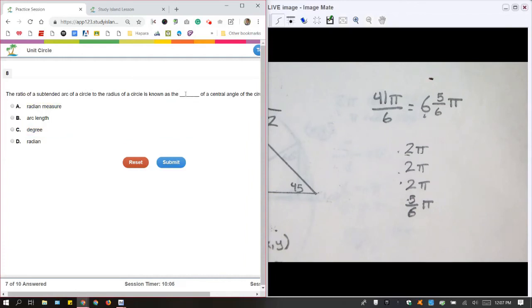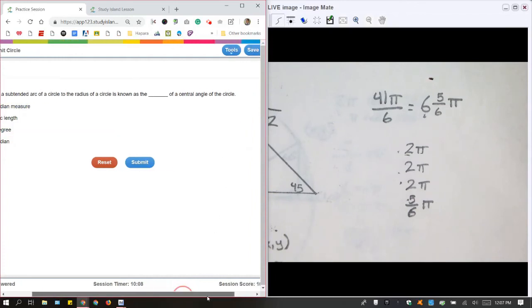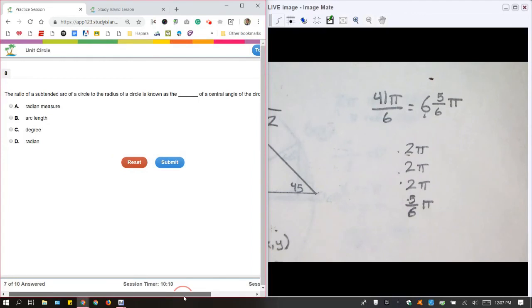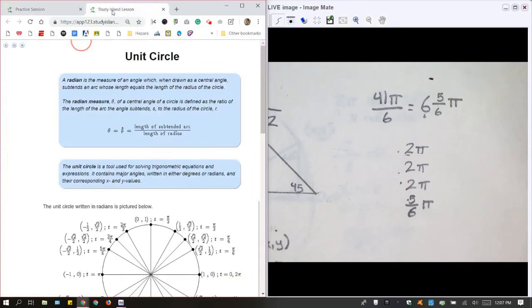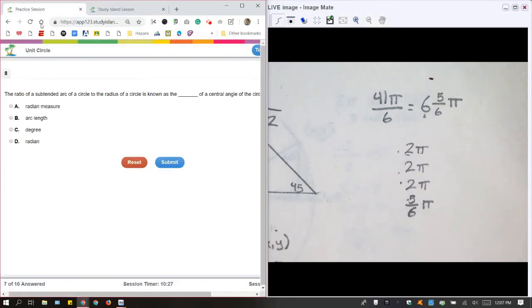Was known as the degree of a central angle. That doesn't make sense, not even grammatically, but either way, if you're not sure about these things, that's why you have the lesson tab open. It says right here, the radian measure, theta, of a central angle of a circle is defined as the ratio of the length of the arc the angle subtends, s, to the radius of the circle. So there we go. Ratio of the subtended arc of a circle to the radius of the circle. It's the radian measure.